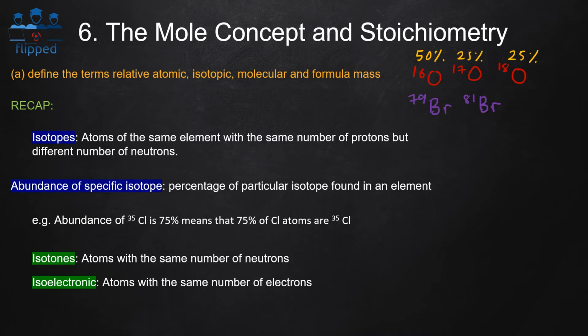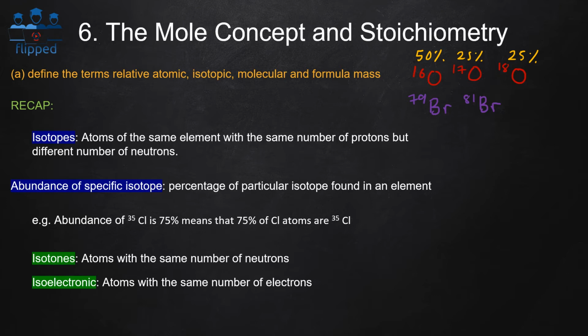And this is the abundance really. Basically, the abundance of 16O is 50%, 17O is 25%, 18O is 25%. So this is what we call abundance. Another example the textbook gives us is the abundance of 35Cl. It's 75%, which means that 75% of all Cl atoms are 35Cl. Hopefully this makes sense. It's really just how much of a particular isotope is found in the element.